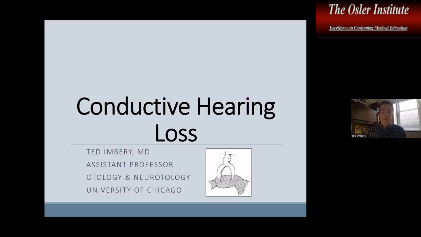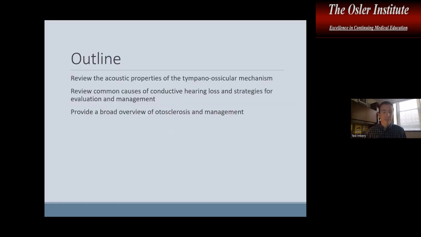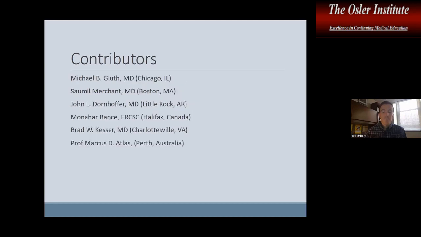So the first talk is on conductive hearing loss, and we'll start by reviewing some of the acoustic properties of the middle ear system. We'll talk about common causes of conductive hearing loss and strategies for evaluation and management. And we'll finish looking at otosclerosis. That's one that we should pay a fair amount of attention to. It's pretty high yield for the boards. Talk about management as well.